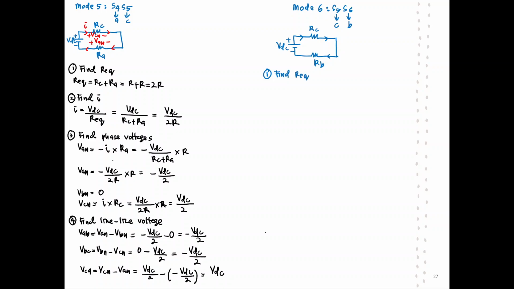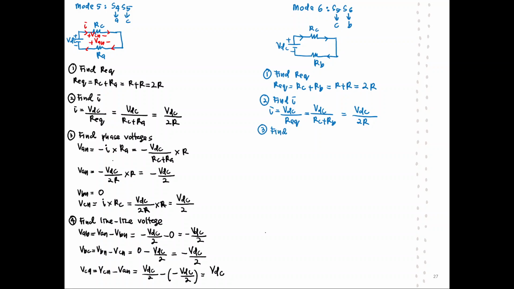Again, we need to find our equivalent resistance, which is a series value of RC plus RB. For a balanced load, we replace it by a single R, so it becomes 2R. Next, you need to find your current. Your current will be equal to VDC over R equivalent, which is VDC over RC plus RB. No need to do the multiplication. For a balanced load, it will be VDC over 2R.